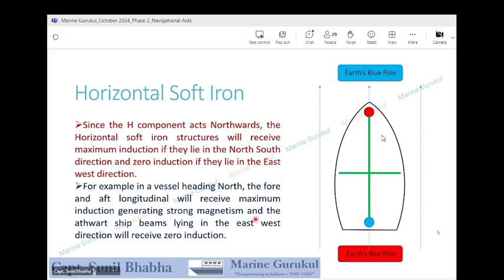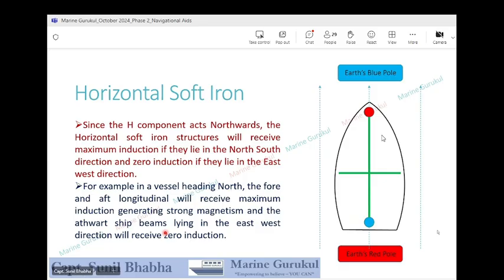And if you now concentrate on the outward ship beams, our vessel is heading in a northerly direction. So the fore and aft longitudinals were perfectly aligned with the magnetic field, but the outward ship beams on that ship will be oriented in an east-west orientation. Now the magnetic field of the Earth is going in a north-south direction, and the outward ship beam is oriented in an east-west direction. So they are at right angles to each other, totally misaligned with the magnetic field of the Earth.